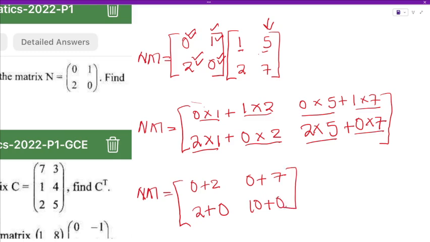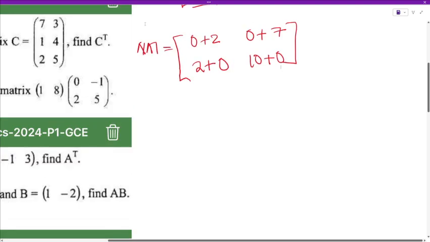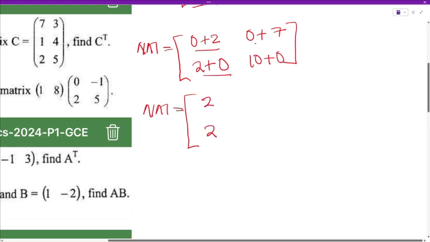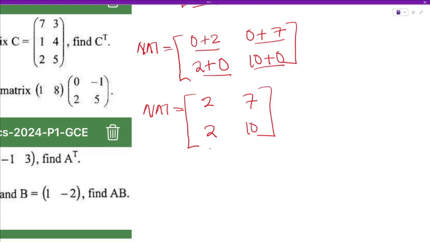You close, and then we can finish off by saying nm will be equal to 0 plus 2, 2, 2 plus 0, 2, 0 plus 7, 7, 10 plus 0, 10. That then becomes your final answer, and you are done.